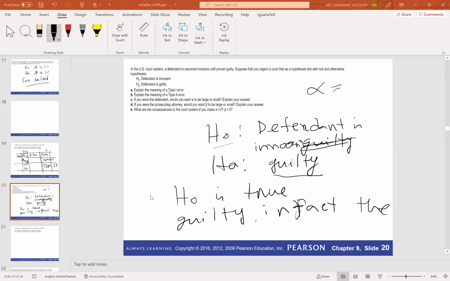Yeah, a small alpha, right? Yes, that's correct. Because you do not want to be accused as guilty, even though you are an innocent person. Okay, so that's why determining the alpha value is very important before doing any hypothesis test.